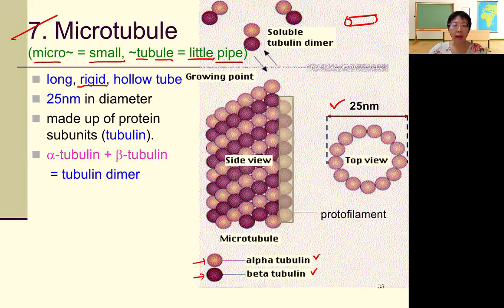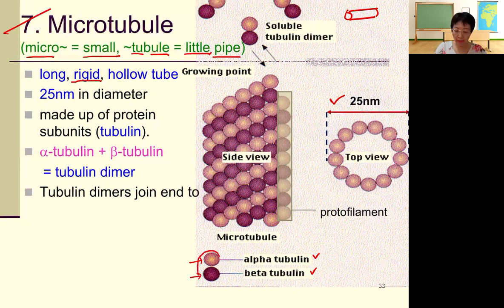Okay, tubulin dimer. Dimer means two together, two join in one. Now, the tubulin dimer will join end to end. So here you have one tubulin dimer, and another tubulin dimer will join here. The end of this tubulin will join to the end of another tubulin. So they join end to end.